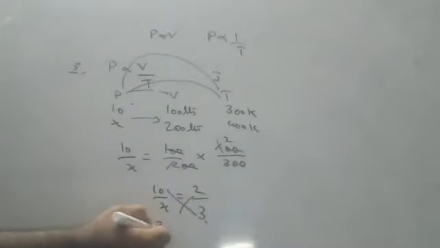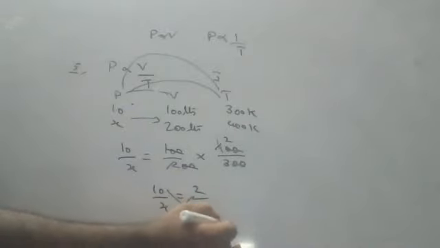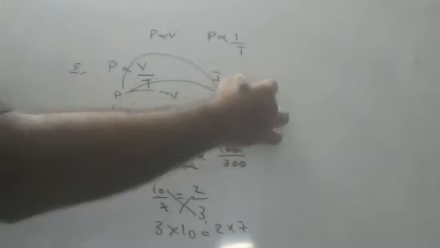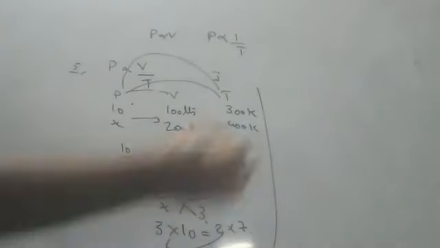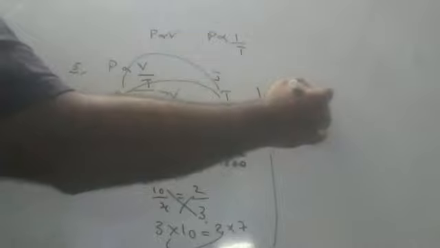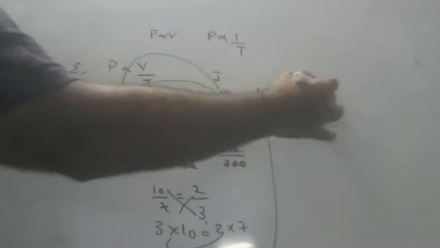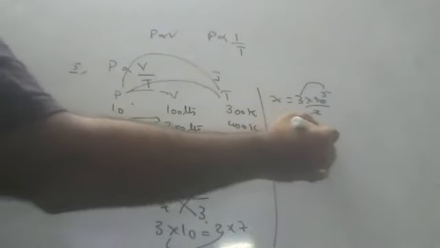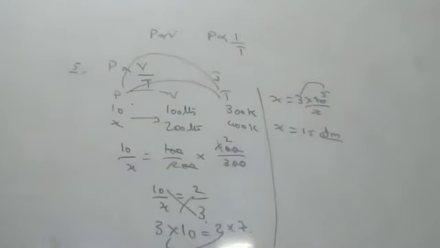Cross multiplication. 3 into 10 is equal to 2 into x. So 2 will come down. x is equal to 3 into 10 by 2. 5 3s are 15 atmospheres pressure. What does atmosphere mean? It is a unit of pressure, children.